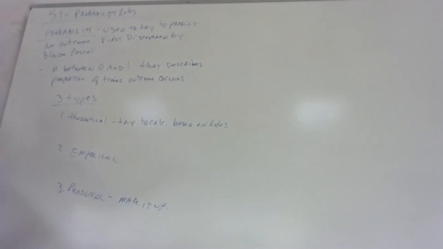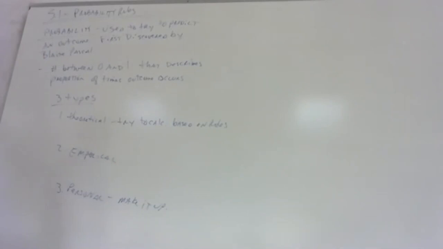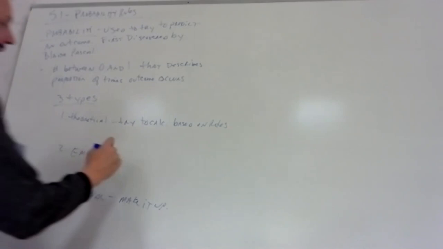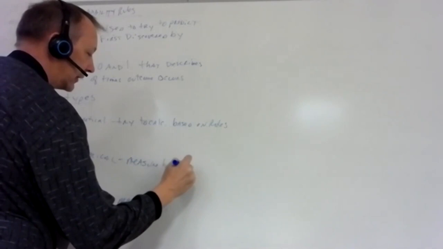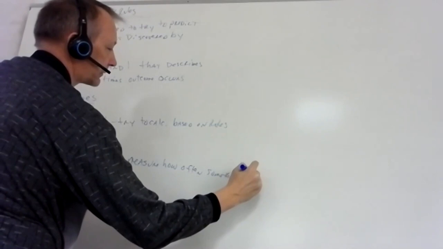Let's see here. Trevin, if I roll a single six-sided die, what's the probability it comes up with a 4? 1 out of 6. Okay. Based on rules, right? Okay. So we're going to focus mainly on theoretical, but we'll also talk about empirical. So empirical is where you measure how often something happens.